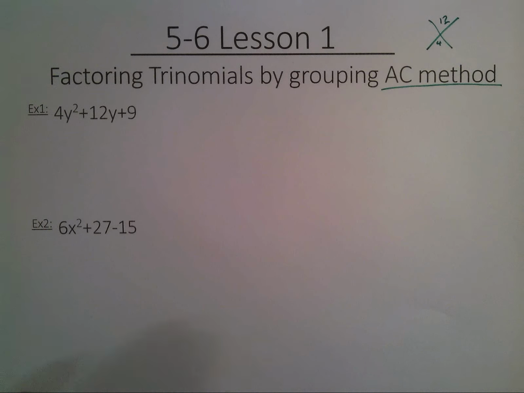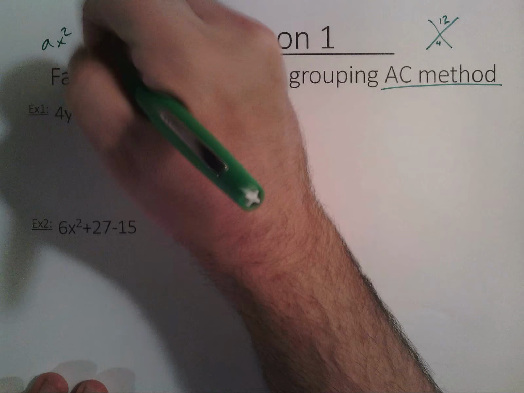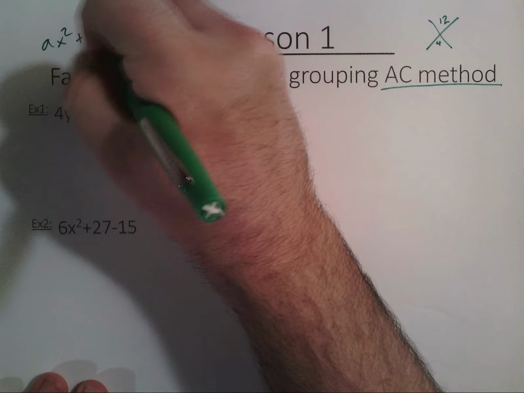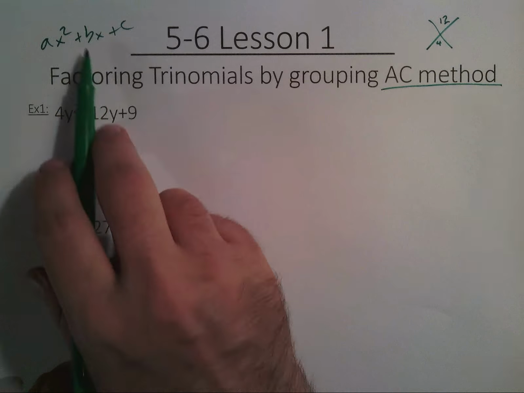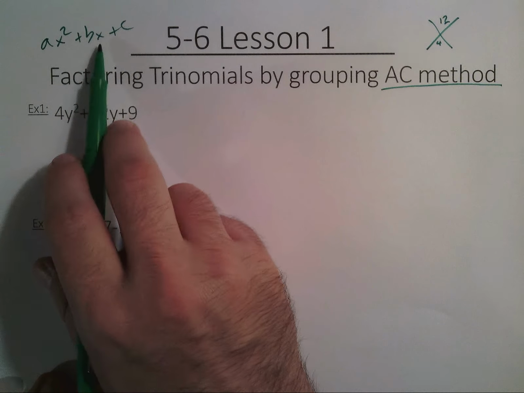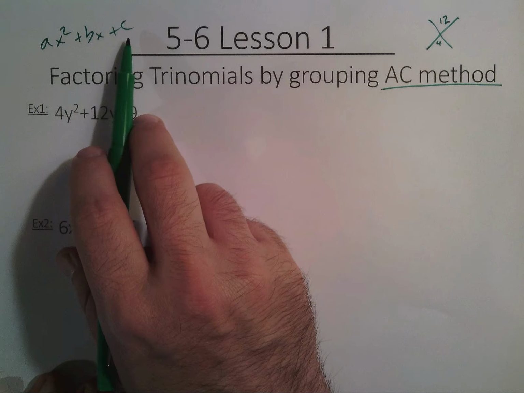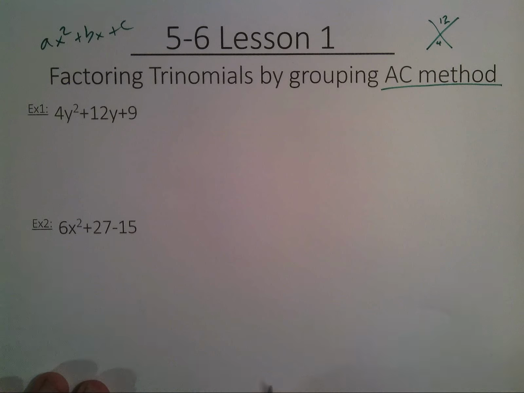Before we dive into this, we need to remember the standard form of a quadratic is ax squared plus bx plus c. A is the number in front of the square term, b is the number in front of the x term, and c is the last thing you have. Alright, so now let's get into it.